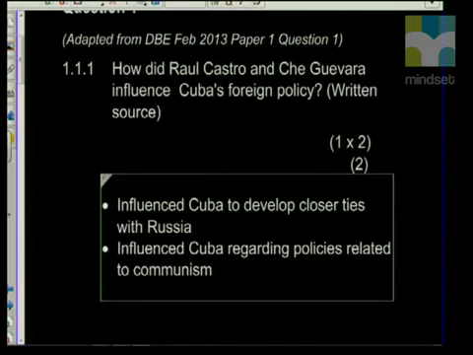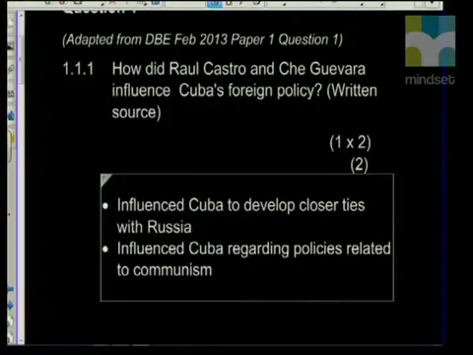Influenced Cuba to develop closer ties with Russia. Influenced Cuba regarding policies related to communism. Those are possible answers that are found in the source. Now, another very important thing you need to take note of is the mark allocation, because that tells you how much information you need to give.